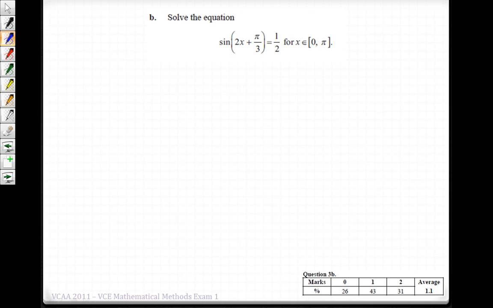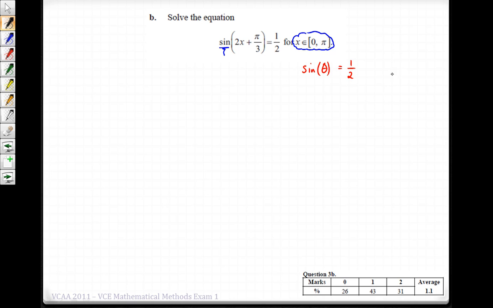Okay, so question 3b asks us to solve the following trig expression, which involves sine. And in particular, we've got to look at this for x is an element of 0 to pi. So there's many starting points, but the first one I'd like to look at is what's our reference or basic angle. So sine theta, our reference angle, equals a half. So that's what we're trying to find.